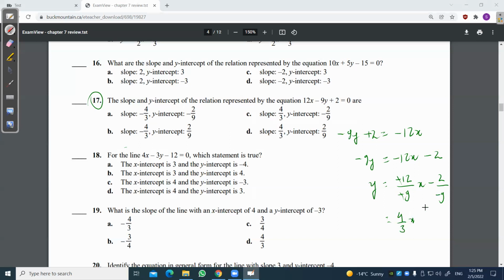So that's our slope. And then we have minus 2 over negative 9. You see that? We have a double negative. What we can do is turn it into a positive like this. Minus 2 over negative 9. Double negatives, you can combine them into a positive. So the answer is D here. Okay.